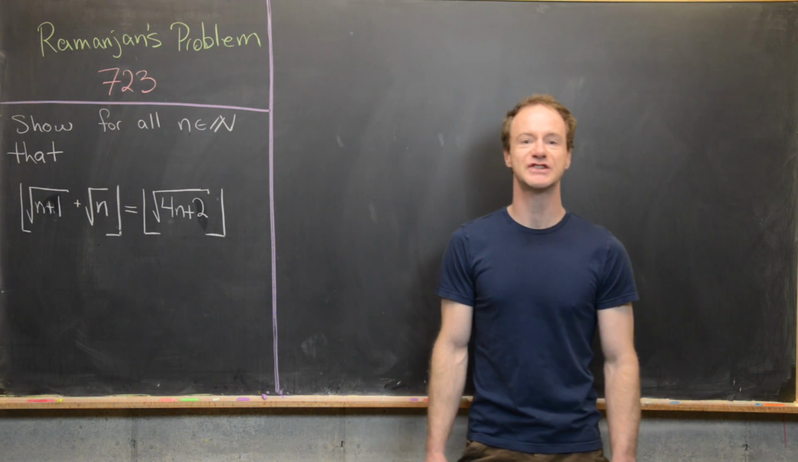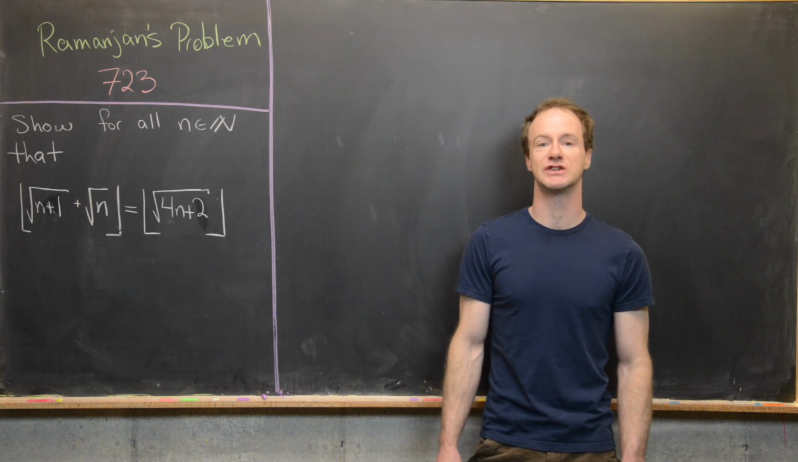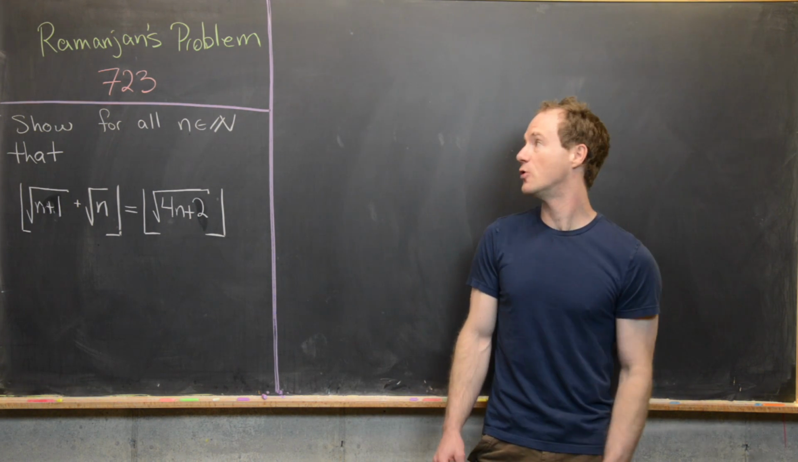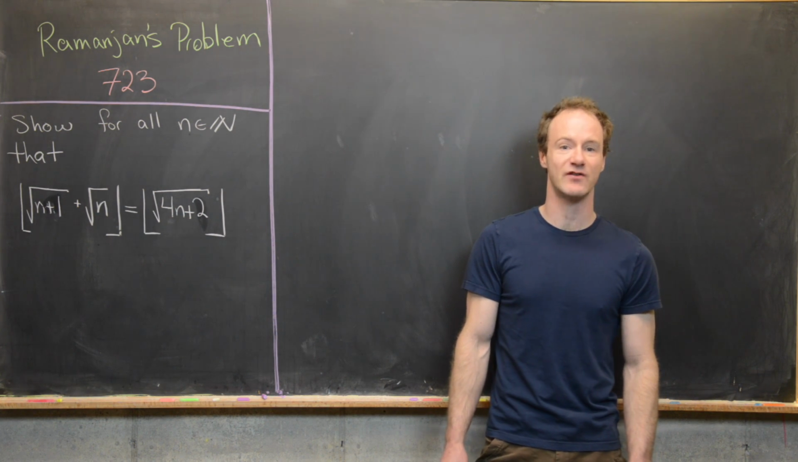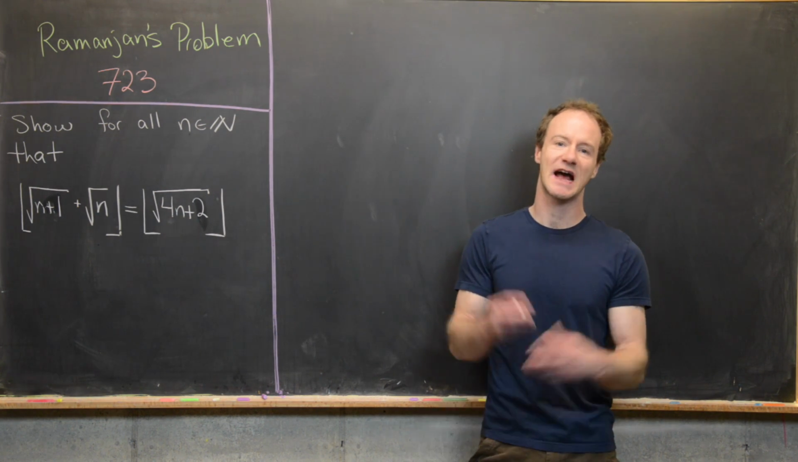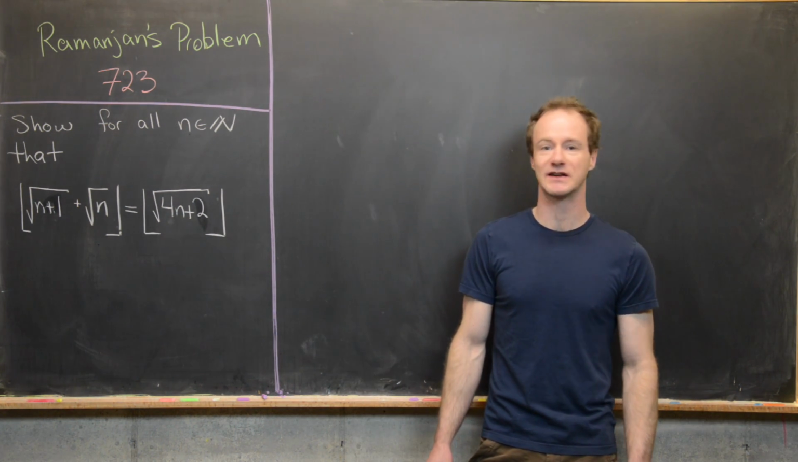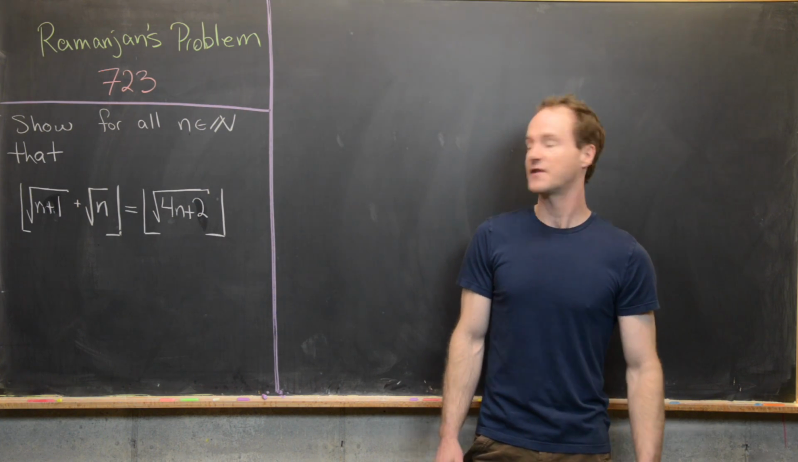Here we're going to look at an interesting identity which was found in Ramanujan's fourth notebook. In that notebook, it was known as problem number 723, and it was actually submitted to an Indian mathematics journal. Okay, so let's look at the statement.